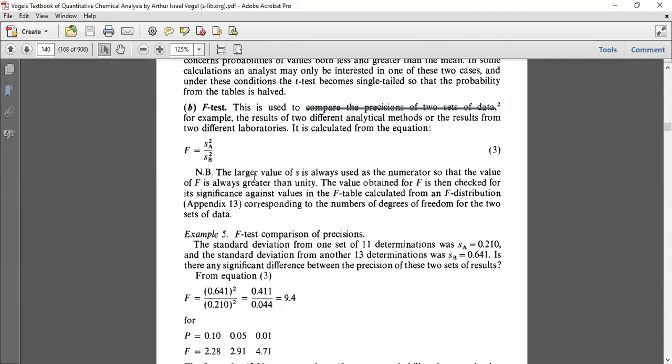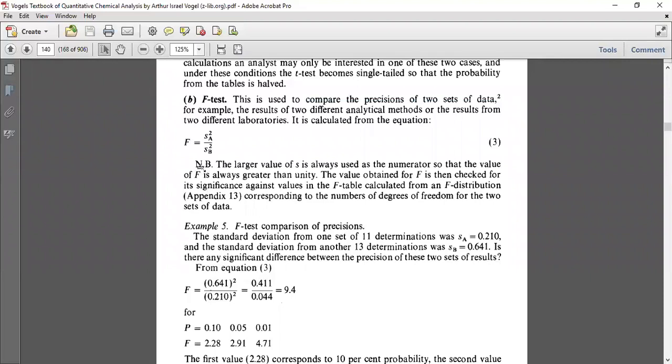So here, see, if you read this note carefully, the larger value of S is always used as the numerator, so that the value of F is always greater than unity. This is the logic behind using this formula. Whichever standard deviation is larger is used as the numerator, so that the value of F is always greater than unity, and the value obtained for F is then checked for its significance against values in the F table calculated from an F distribution corresponding to the number of degrees of freedom for the two sets of data.